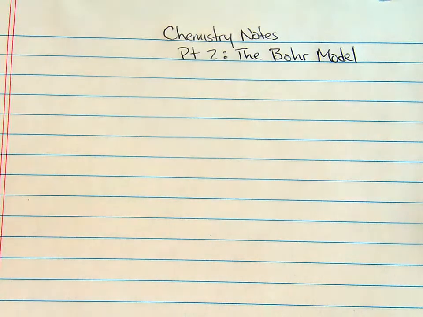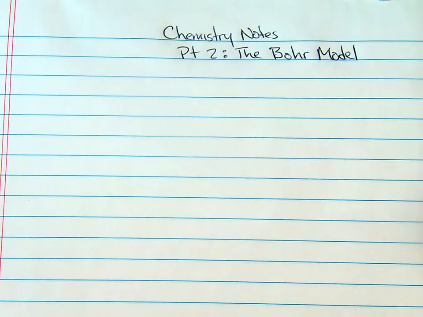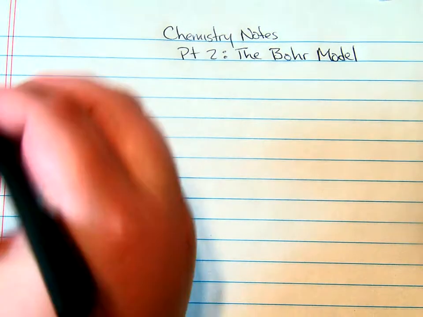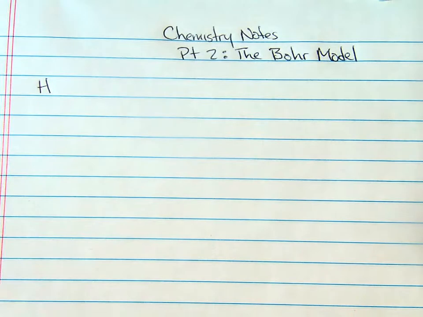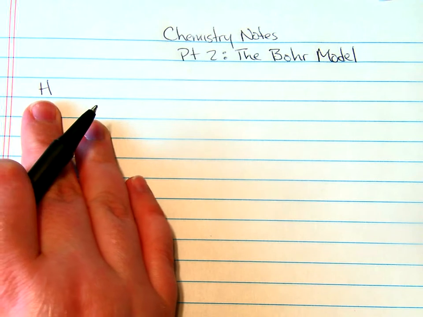Hello everyone, this is Chemistry Notes Part 2, the Bohr Model with Ms. Botry. What we're going to start with today is hydrogen. Hydrogen is the simplest element, so that's what we're going to draw out first. I always start these projects by drawing out what I see on my periodic table so that I can have something to reference back to.